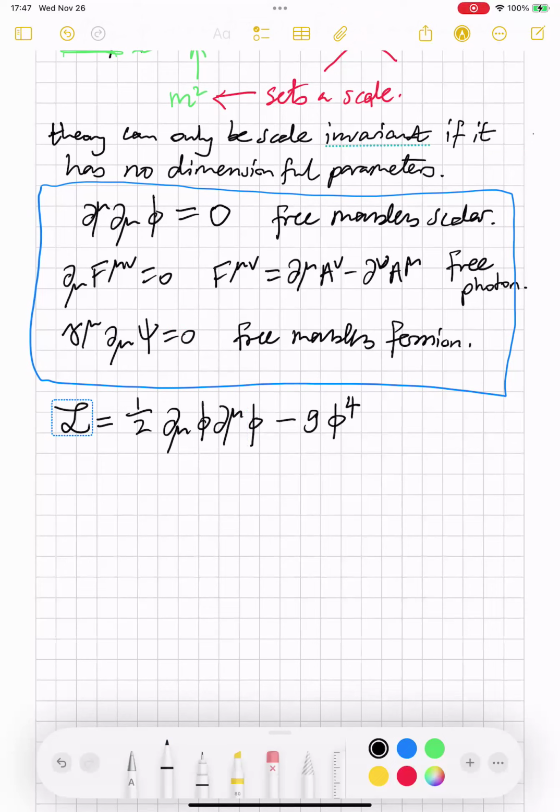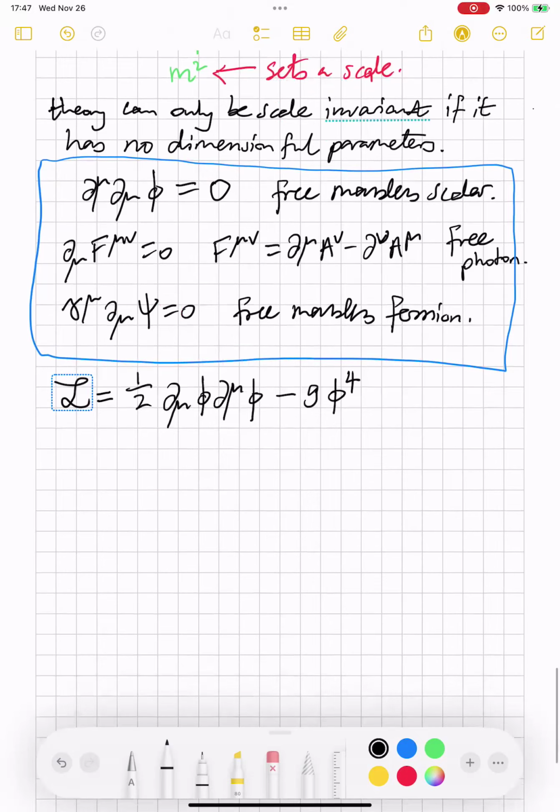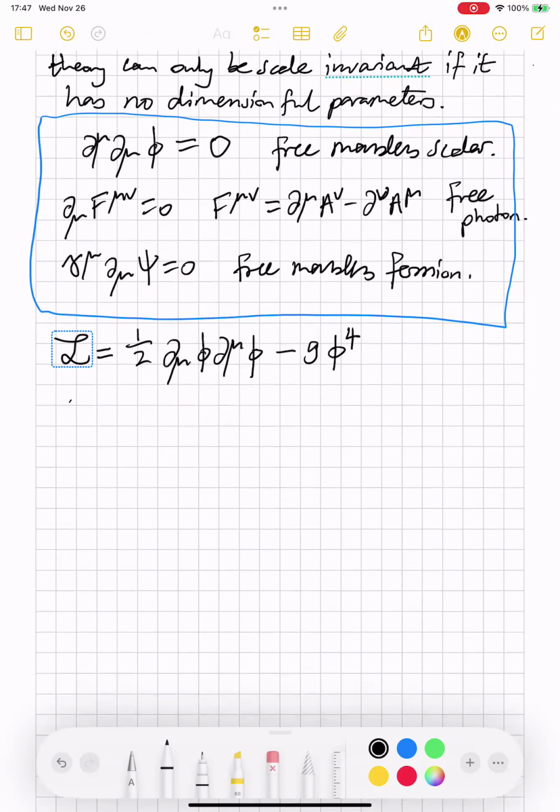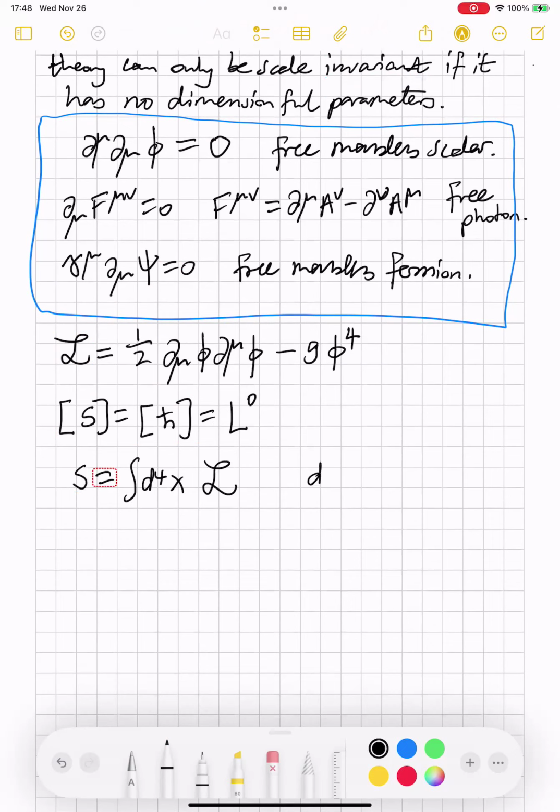Okay, so let's try to figure out why this would be at least classically scale invariant. Now remember, the action has the same dimensions as ħ, and we're using units in which we've set ħ to 1, so ħ is length to the naught. So if we want the action to be length to the naught, remember that the action is equal to the integral d⁴x of the Lagrangian. So I'm working in 4 dimensions, and we know that d⁴x is length to the 4. It's a little volume, a space-time volume.